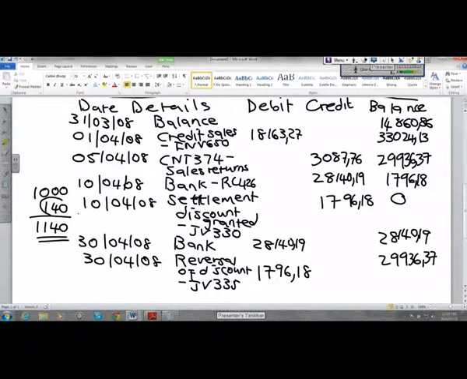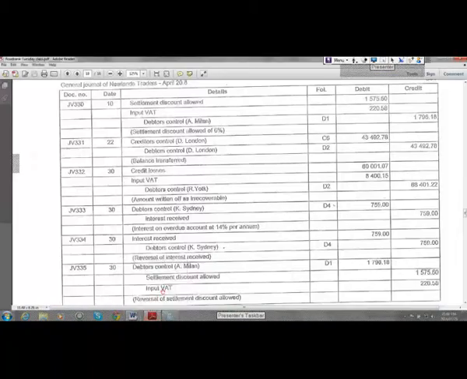So let's look at the second one. I like this one because it's much more comprehensive. It's got a lot of things, so it can help you to see how it works in practice. So let's go to the balance of the second.